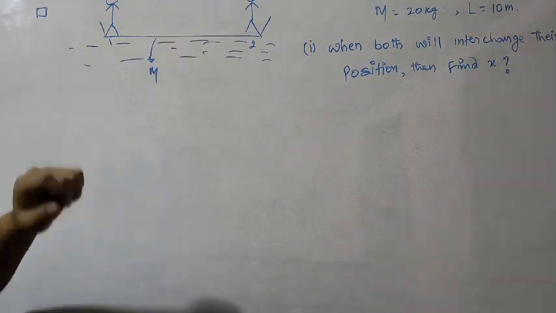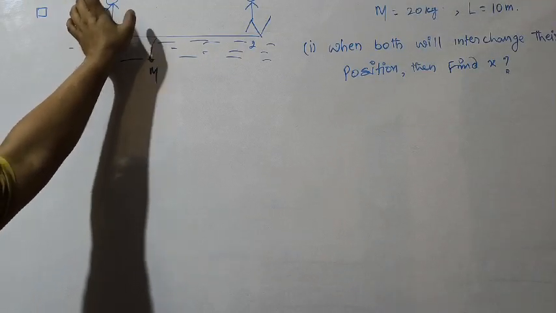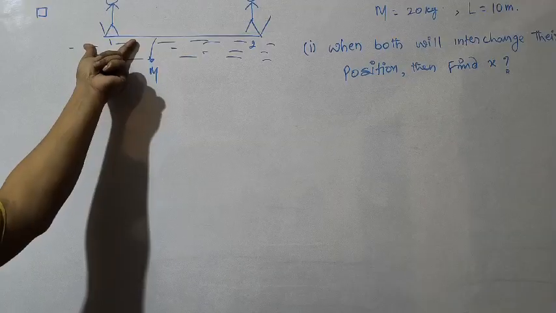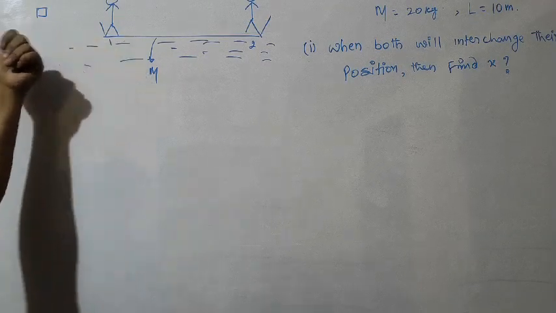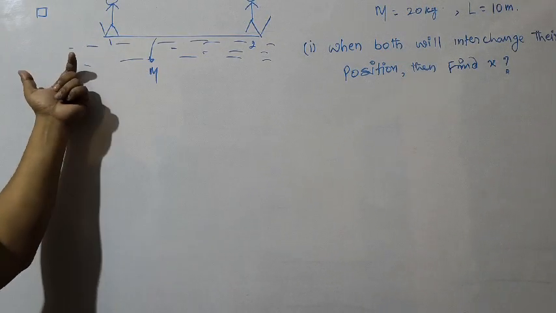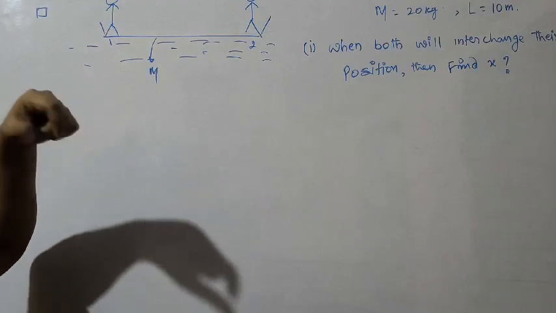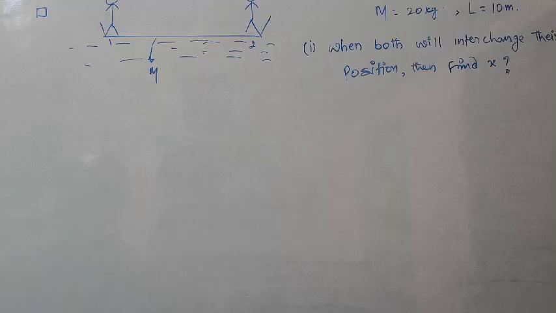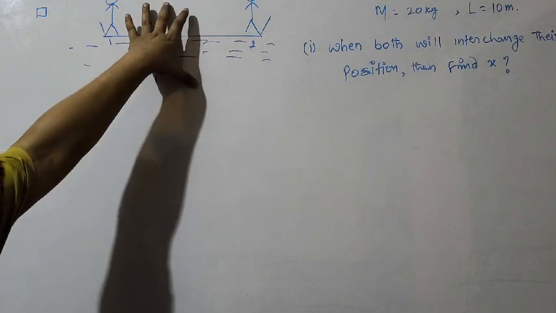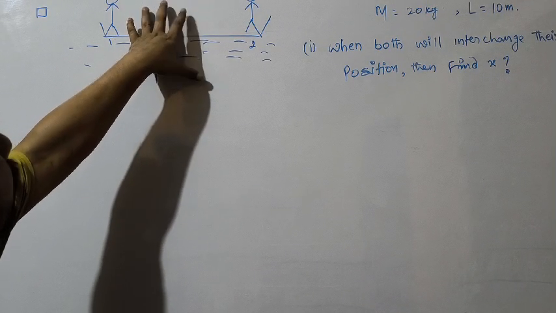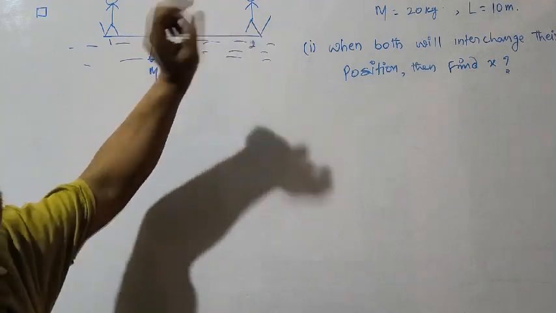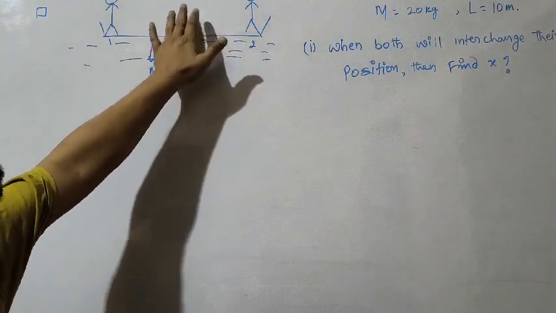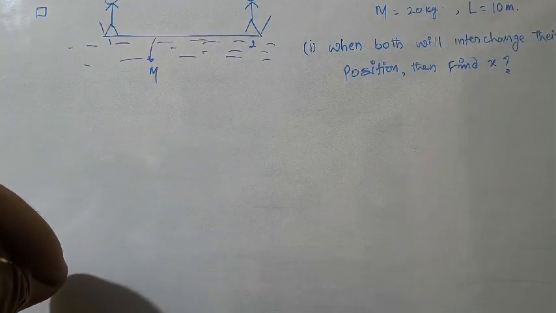So what will happen if they interchange their position? I am assuming that this boat will shift in the backward direction. If the value is negative, then our assumption will change. So first of all, this is a system of boat plus M1 and M2, man 1 and man 2. There is a system of boat plus these two men.